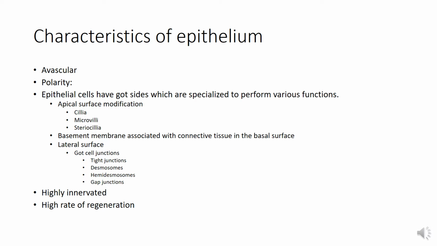Lateral surfaces of the epithelium are specialized to have junctions called the cell junctions, which anchor the cells in case of tight junctions and desmosomes and hemidesmosomes, and in order to establish a communication between the cells, there are present gap junctions. Now the epithelium is highly innervated and it has got high rate of regeneration.